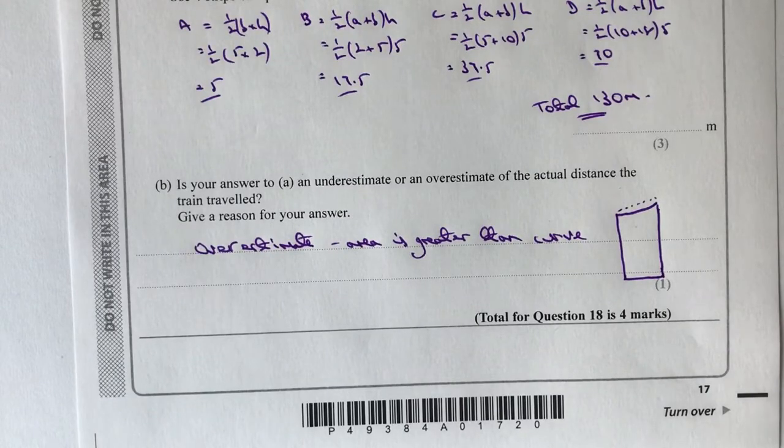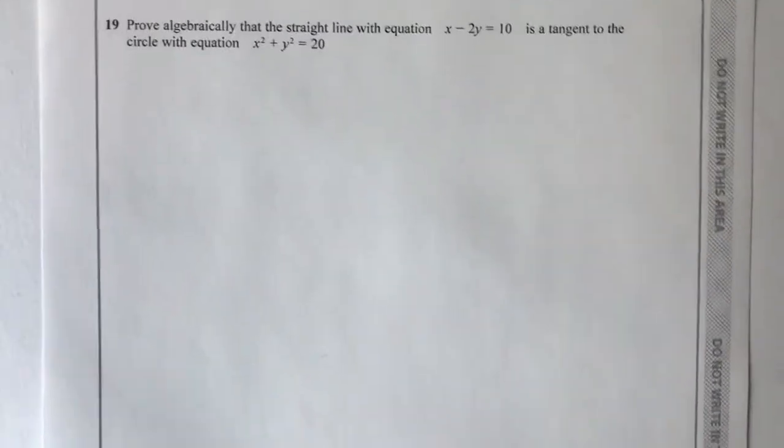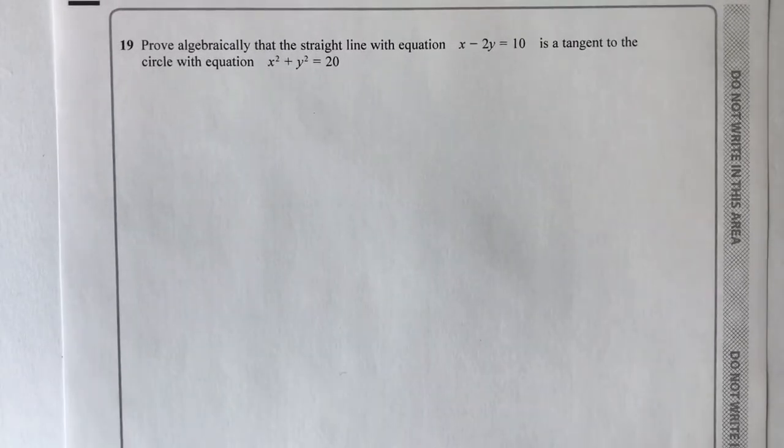Okay, so question number 19, and this is where it just gets a little bit trickier. Prove algebraically that the straight line with the equation given is a tangent to the circle. The circle itself is x squared plus y squared equals 20. That value of 20 is actually r squared, so the radius is somewhere between 4, which would be if it was 16, and 5 if it was 25. So let's say it's got a radius of 4.5.